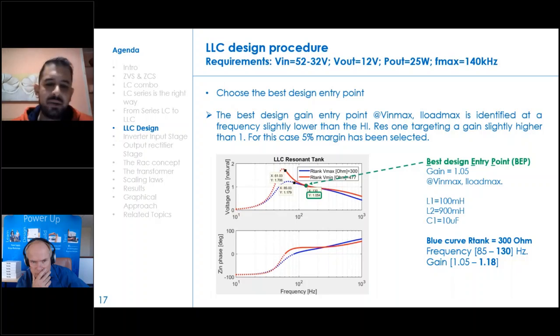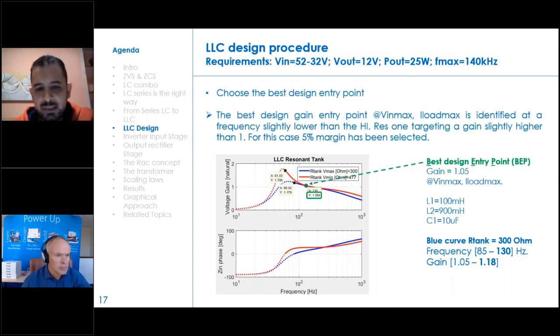Once we have identified the 300 ohm resistor as the best one which mimics the maximum load of our random LLC tank, let's choose the best design entry point. Here I call it BEP, best entry point. The top graph refers to the voltage gain of our tank. The bottom graph refers to the input impedance phase of our tank. The blue curve is related to our LLC random seed charged with the 300 ohm resistor. We will discuss the red plot in a second, but for now neglect it.